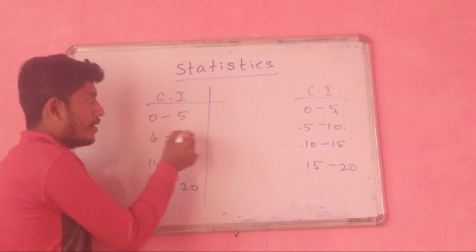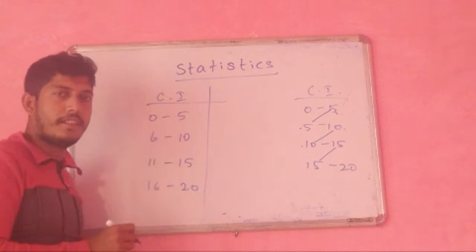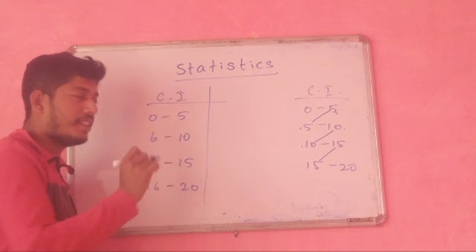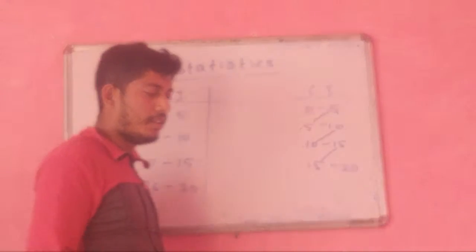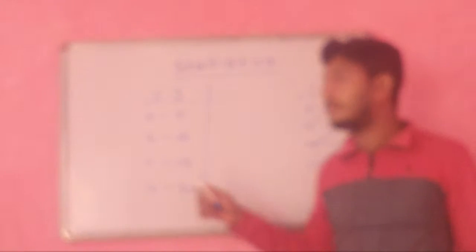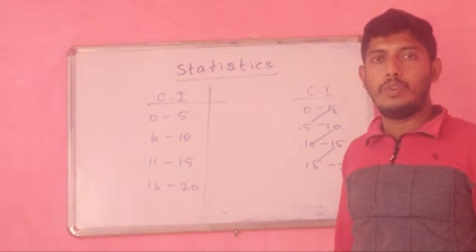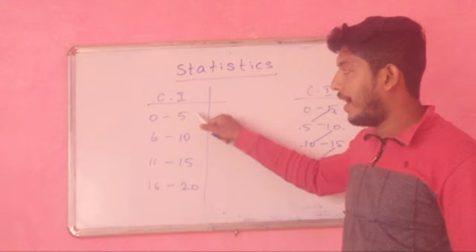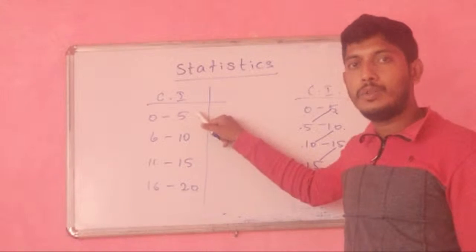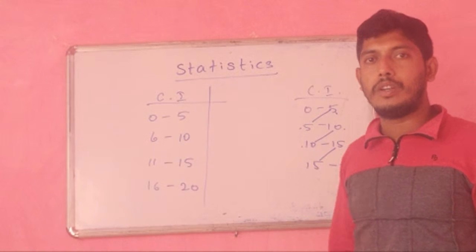5, then 6. See here, 5, 5, 10, 10, 15, 15. But here 5, 6, 10, 11, 15, 16. Now to convert this discontinuous class interval into continuous, we have to add 0.5 to the upper limit and subtract 0.5 from the lower limit.